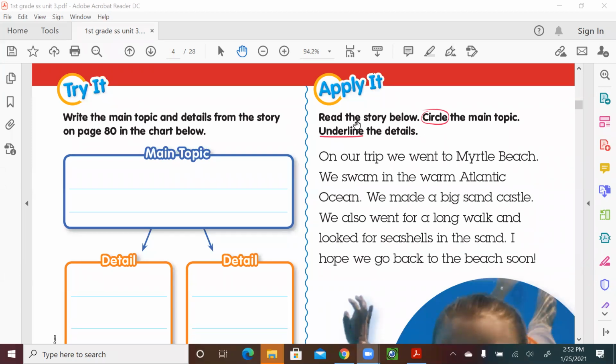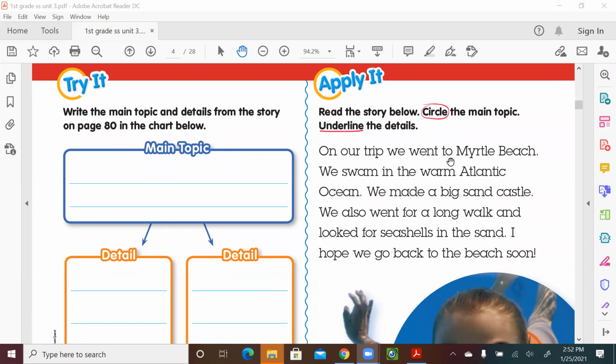Okay. Now read the story below, circle the main topic and underline the details. So as we practice and we put the main topic here and the details from the previous page, we're gonna do the same here. So what we're gonna do, we're gonna underline the details and we're gonna circle the main topic. All right, let's read.